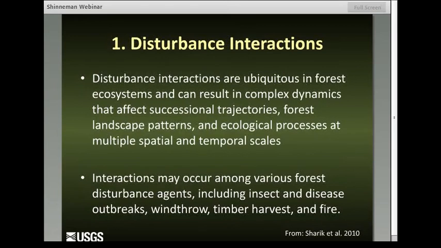So disturbance interactions, of course, are ubiquitous in forest ecosystems and can result in complex dynamics that affect successional trajectories, forest landscape patterns, and ecological processes at multiple spatial and temporal scales. And these interactions may occur among various forest disturbance agents, including insect and disease outbreaks, wind throw, timber harvest, fire, as well as being influenced by climate and environmental gradients.